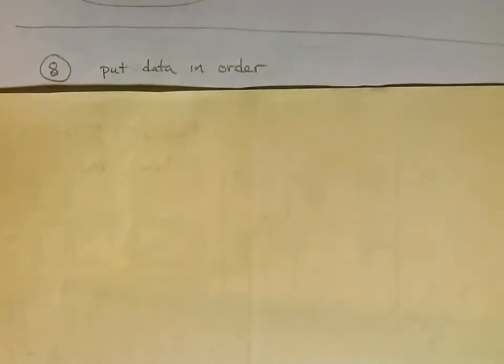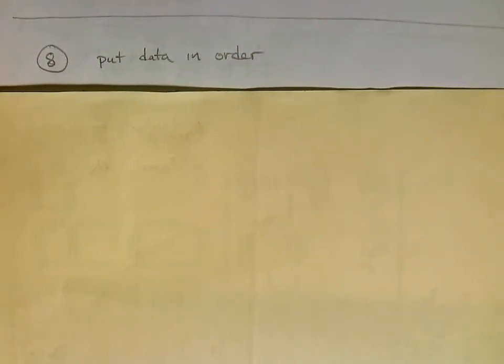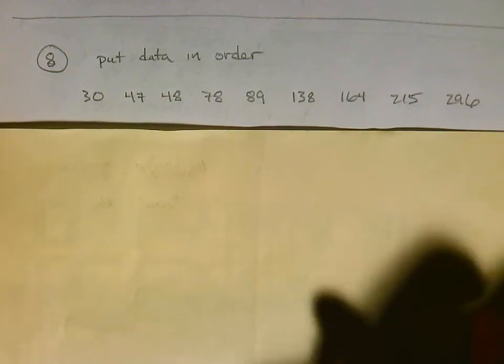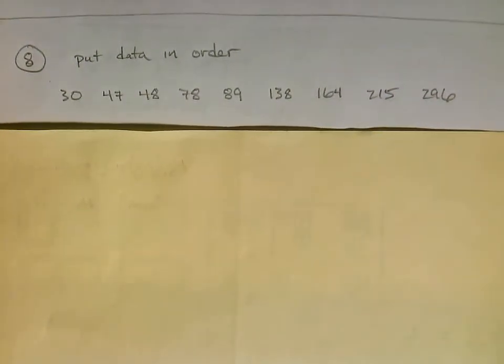So the first thing we need to do, if we're going to find quartiles, is to put the data in order. And so here we go. 30 is the smallest, 296 is the biggest, and, well, I won't read them. There they are on the screen. Take a moment, write those out in order.